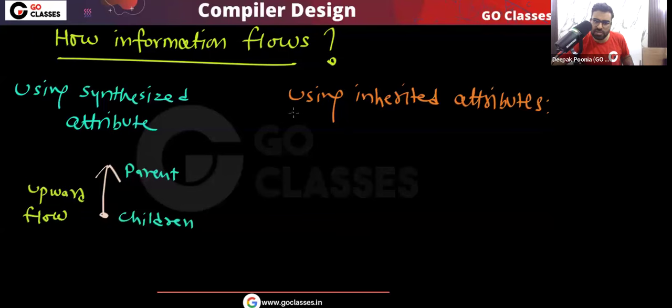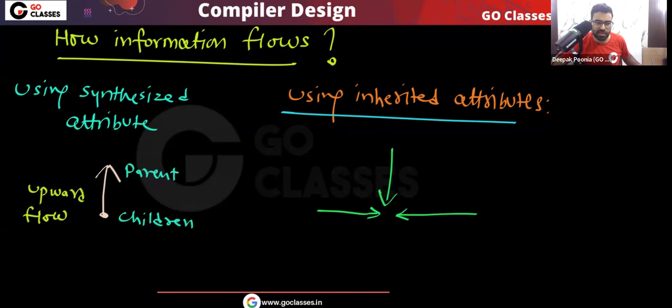And you can see using inherited attributes, the information flows from parent to child, from siblings left to right, from siblings right to left. Is this clear? I hope you understood. Very simple, this is the whole point. So from parent to child, from siblings left to right, from siblings right to left. I hope this is clear.